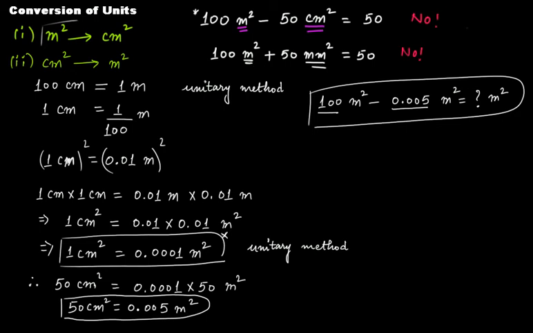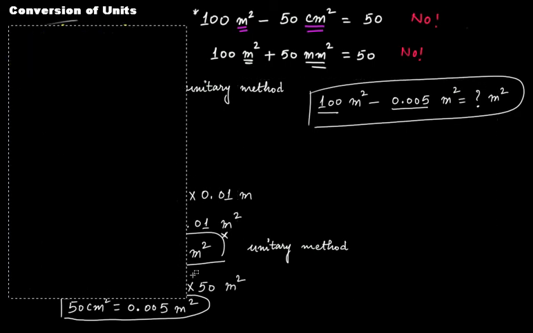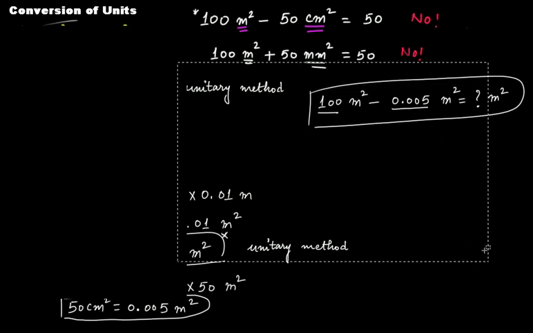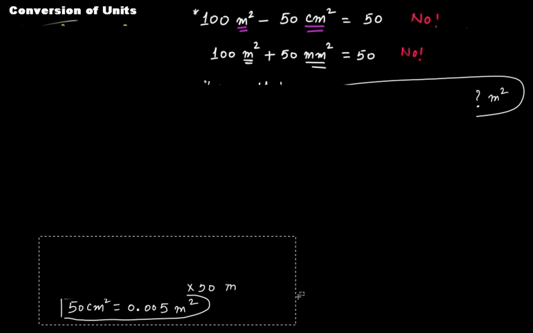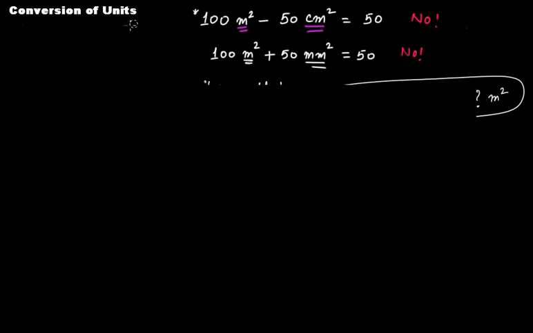Now let's look at this one. Space is an issue. Okay, so next is 100 meter square plus 50 millimeter square. I'm going to first change the meter square into millimeter square.